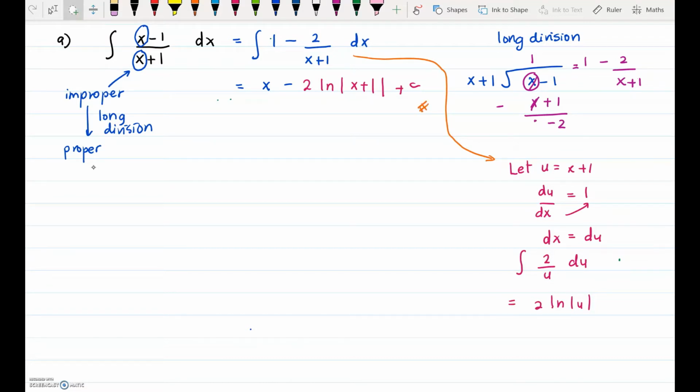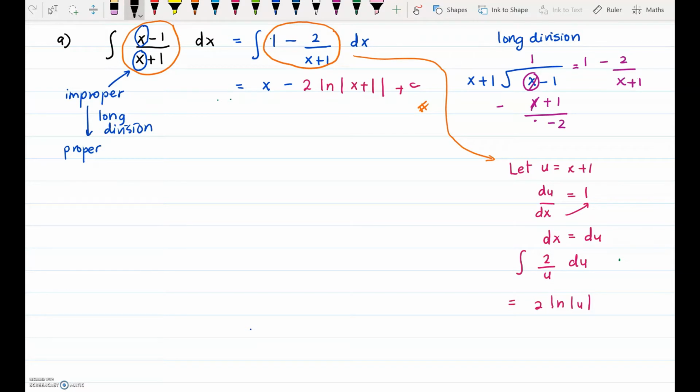This is the reason why we need to use long division, because we want to simplify this. We simplify the rational function into the form of a simplified function. When you have the simplified function, you can integrate using the basic integral formulas. Right, class? Now let's proceed with the next one.